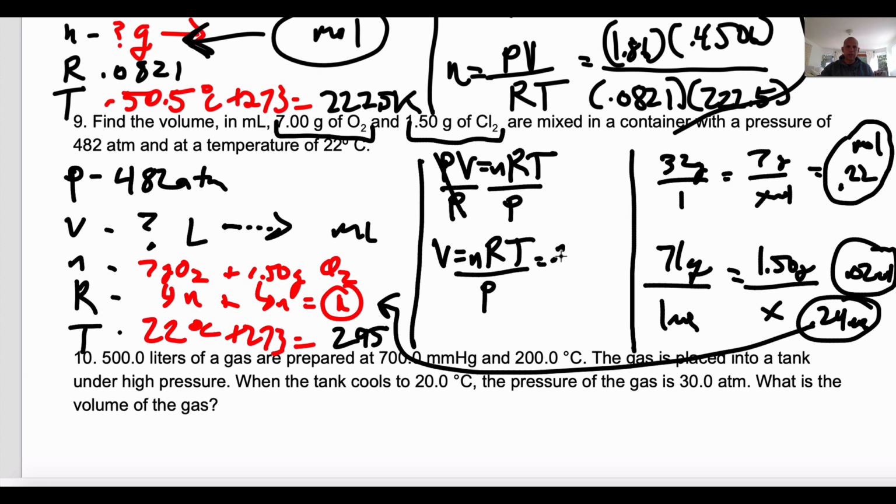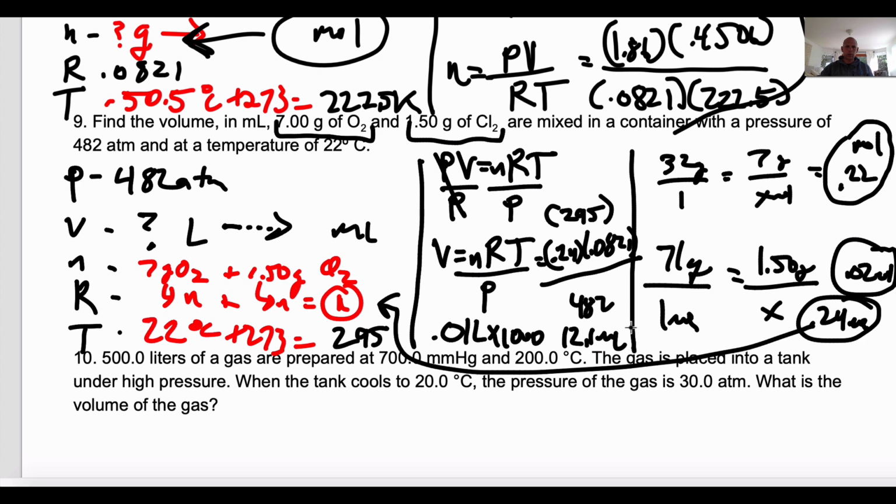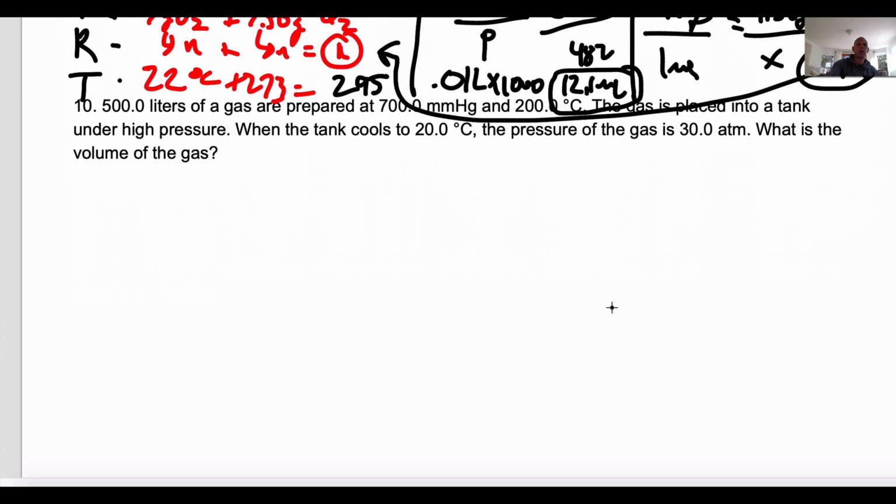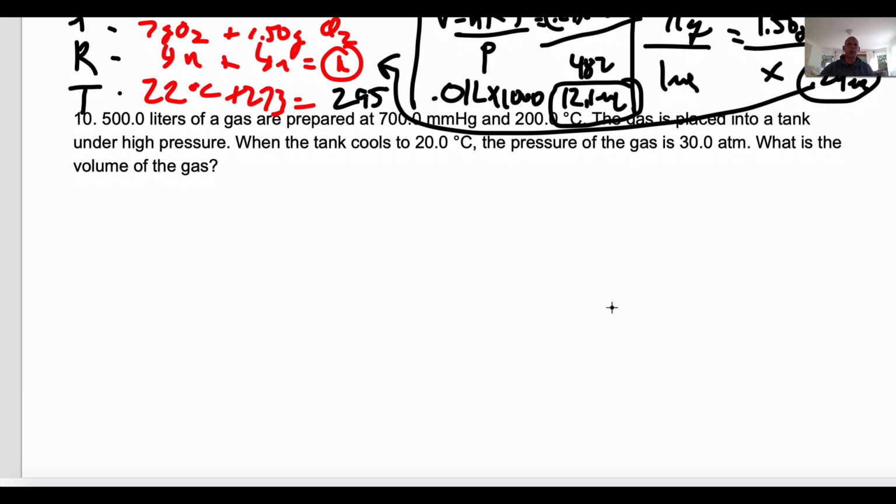Okay, we know that N is 0.24. We know that R is 0.0821. We know that T is 295. And we're going to divide that all by 482. I got 0.01 liters. All right, but remember, we want the answer in milliliters. So I got to multiply that by 1,000, and I get 12.1 milliliters. That's our answer. All right, last problem here.